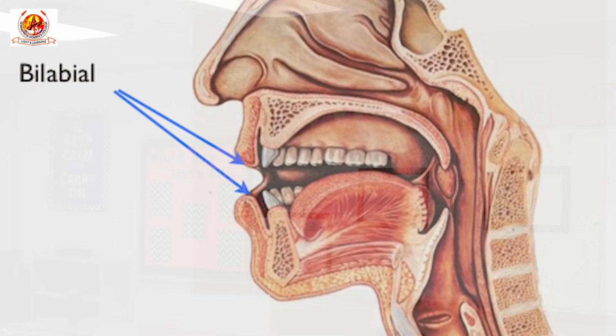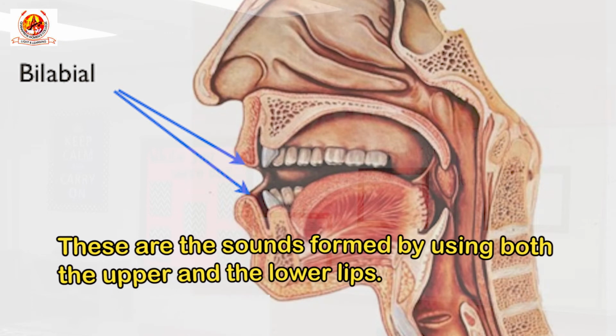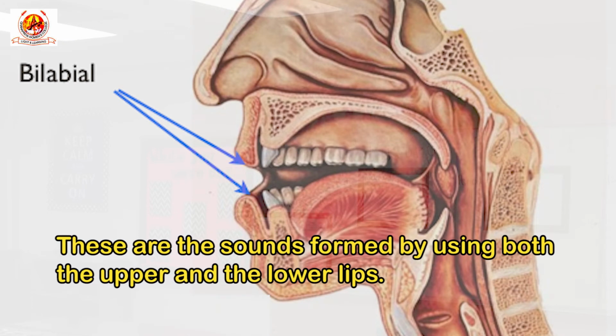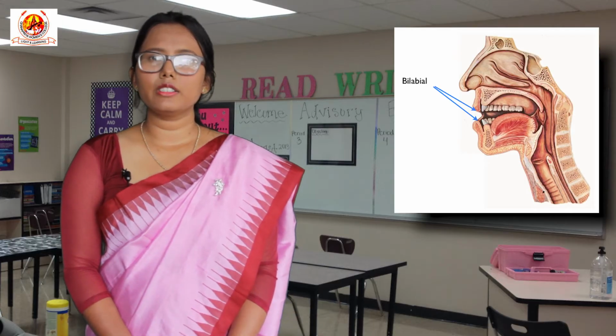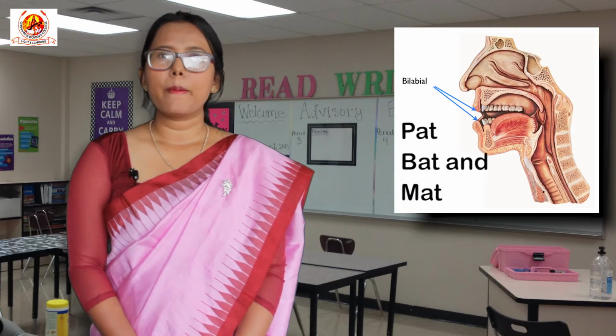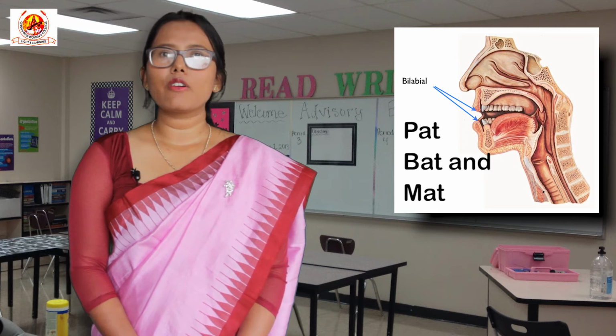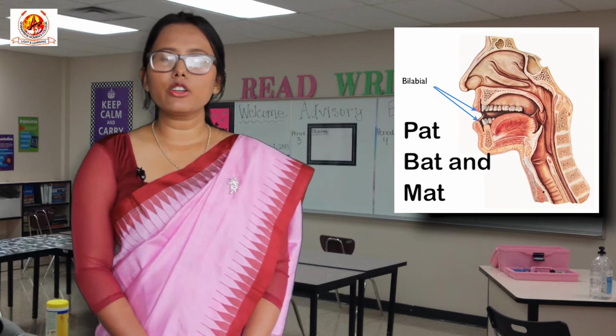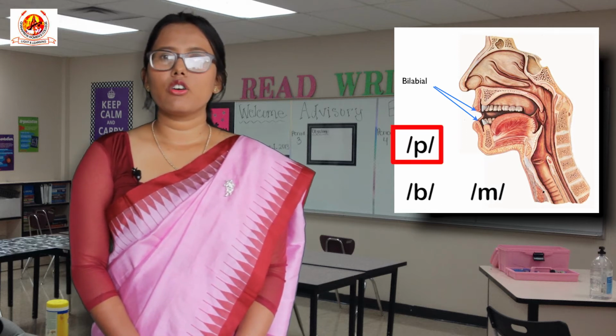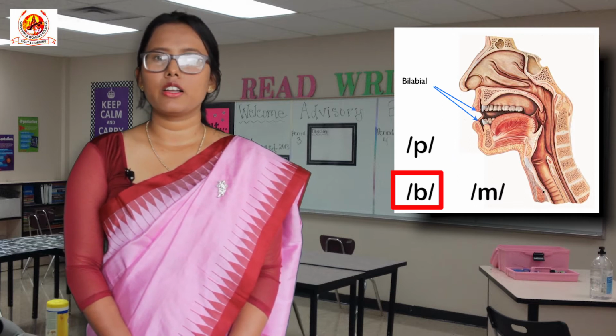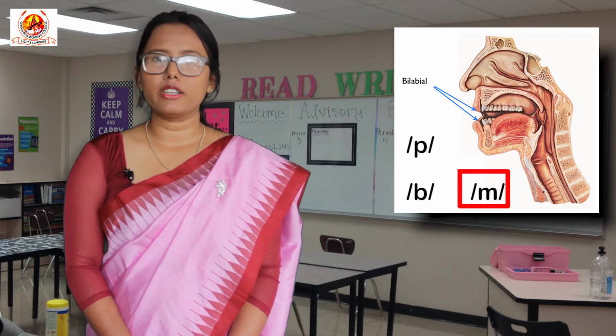They are, the first one is the bilabials. These are the sounds formed by using both the upper and the lower lips. The initial sounds in words like pat, bat, and mat are all bilabials. Examples include the voiceless p consonant and the voiced b and the m consonant.